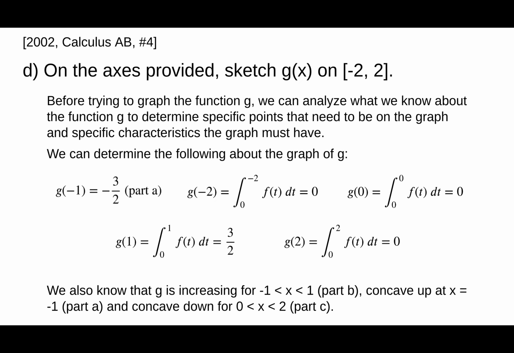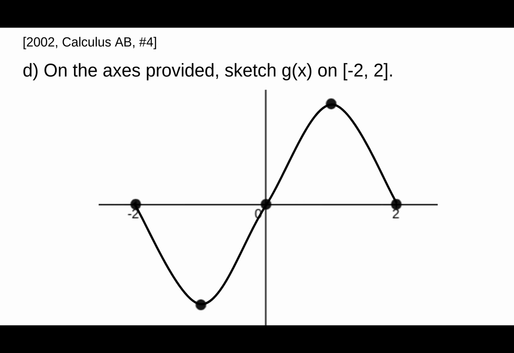So if we piece all that information together, graph the 5 points, use the fact that it's increasing over certain intervals and concave down over certain intervals, we should get a graph that looks something like this.